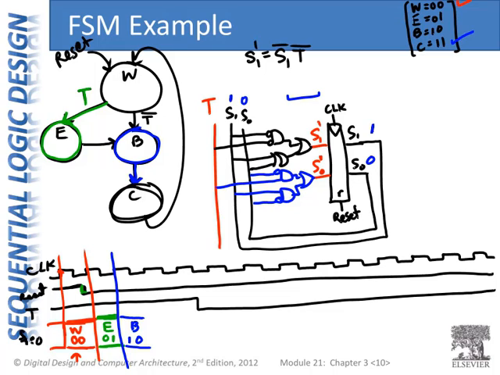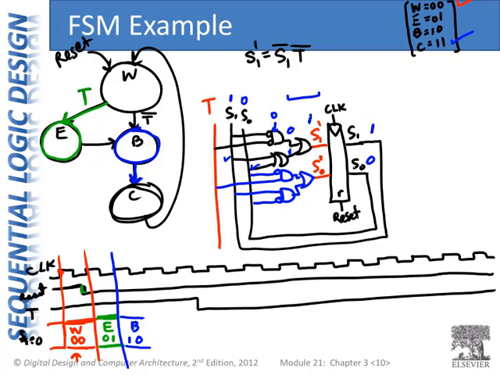So we have 1 bar right here. We have a bubble on that input, so we have a 0 just to the right side of that bubble. 0 and something is going to give us 0. And here we have a 1 XOR 0, which gives us 1. So we have 0 or 1, and S1 prime is 1.